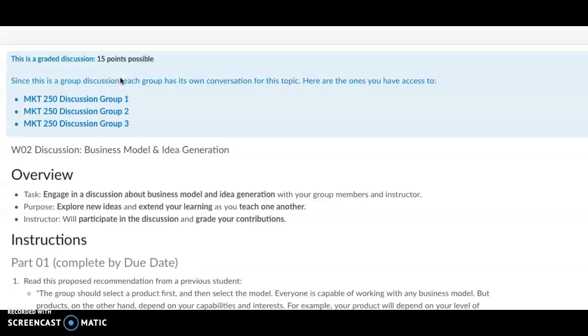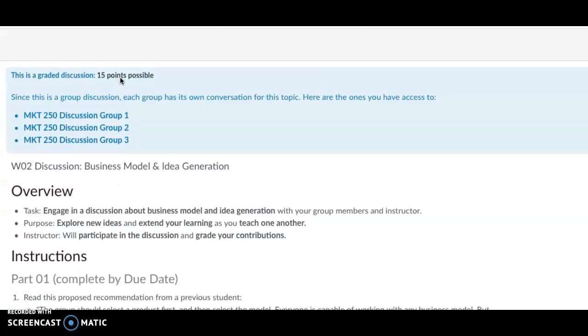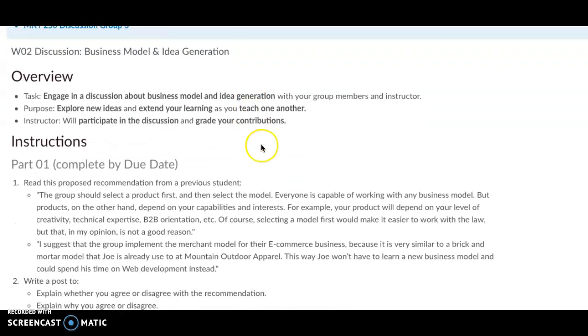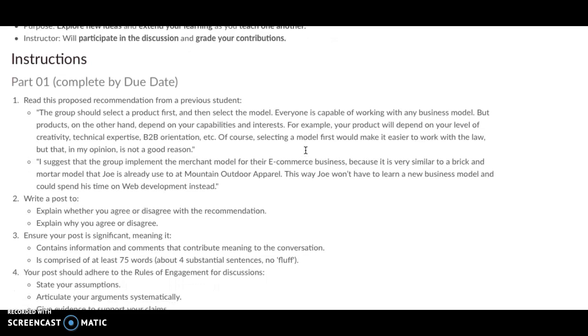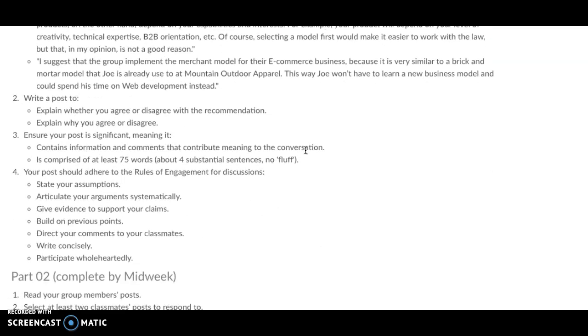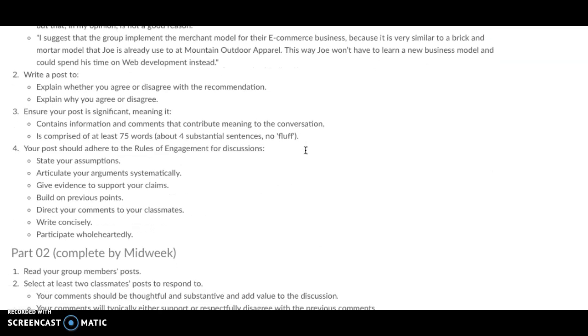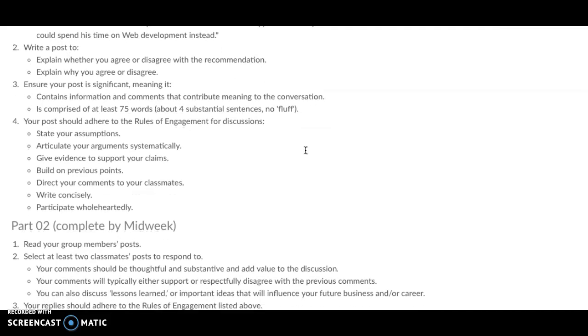I'll jump into this discussion board. I won't go into each discussion board explanation, but since this is the first one, I want to make sure it's clear. By the first due date, you need to provide your first post. It should be about 75 words minimum, about 4 substantial sentences. And so we look at that first post to be significant. We expect you to be able to defend your position. Feel free to disagree, to argue tactfully, and to be polite in that disagreement.